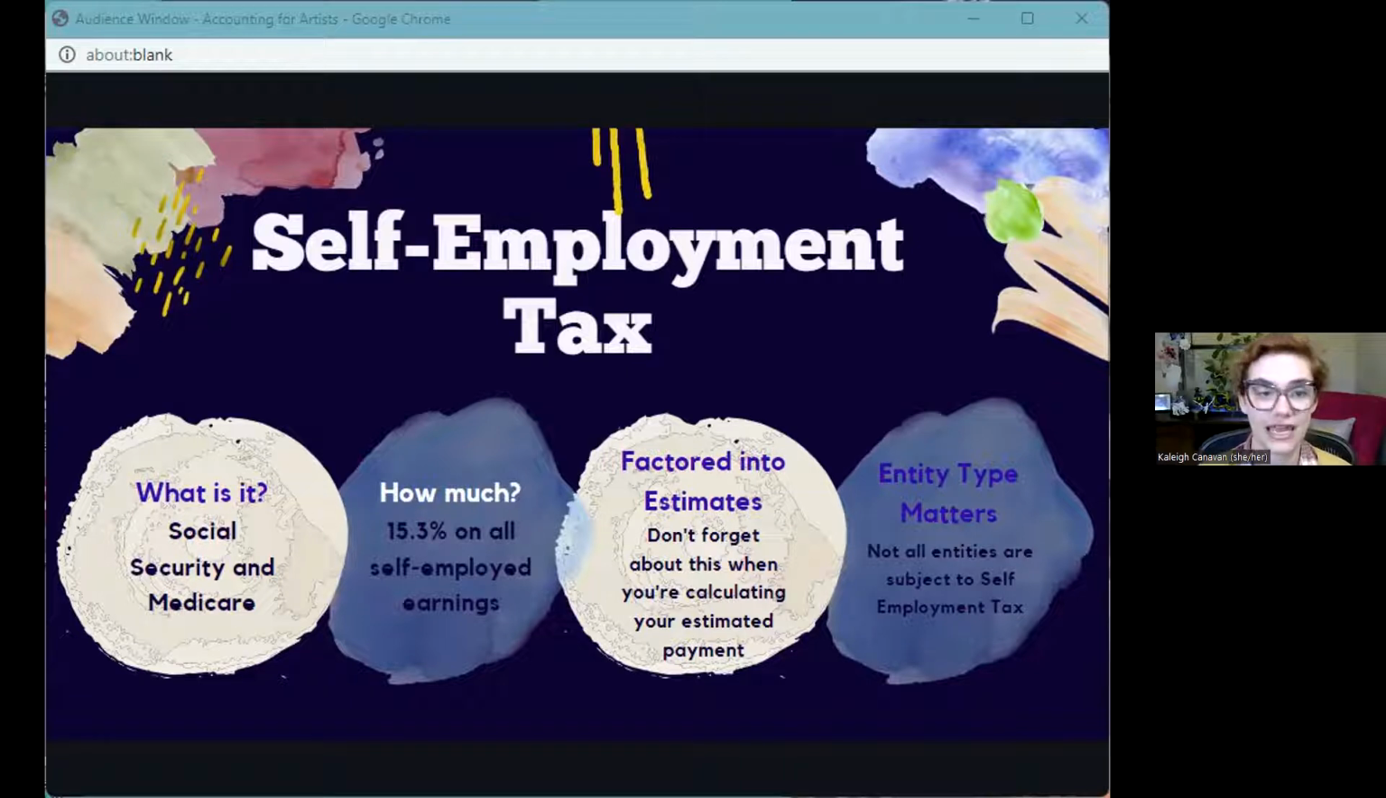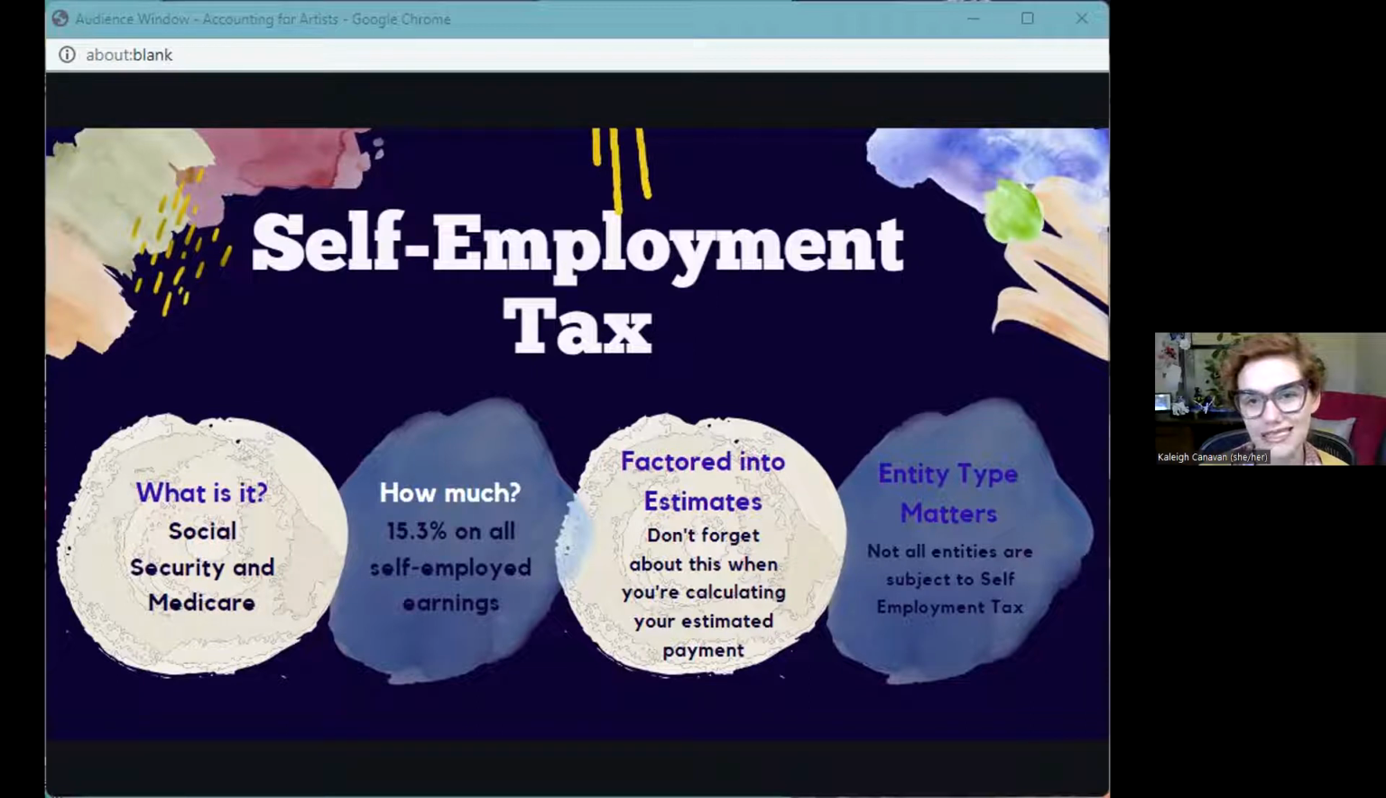Otherwise, you're not paying that in, because when you have a normal job, you're paying in through your withholding, and your employer is also matching you at about 7.5%, which brings us to the 15.3% that self-employment tax usually is. This is a factor in your estimated payments, so you'll want to make sure that you're considering that.